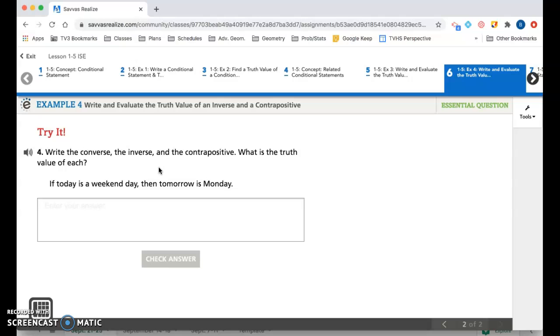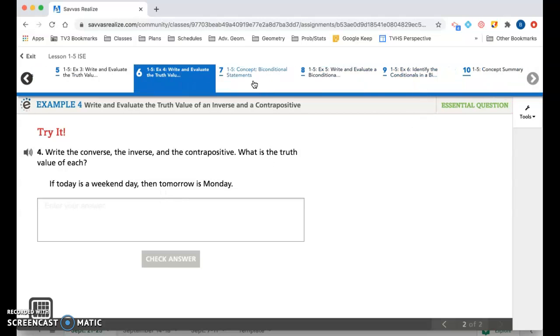There is also another example. If today is a weekend day, then tomorrow is Monday. What would the converse, inverse, and contrapositive be? And which ones are true and which ones are false? I would encourage you to try that. And lastly, well, we got a few more.